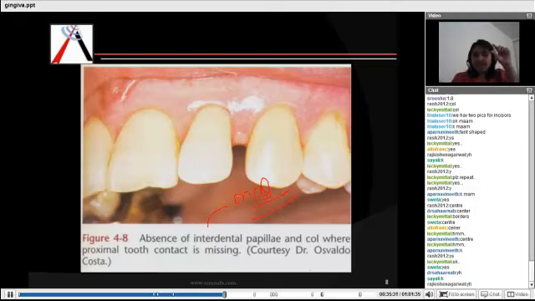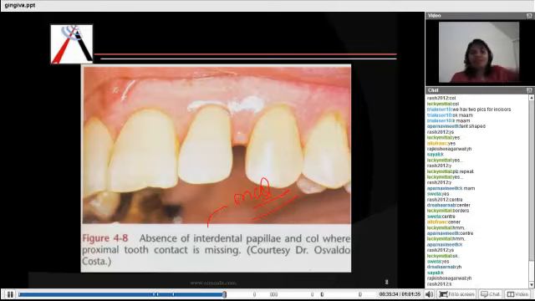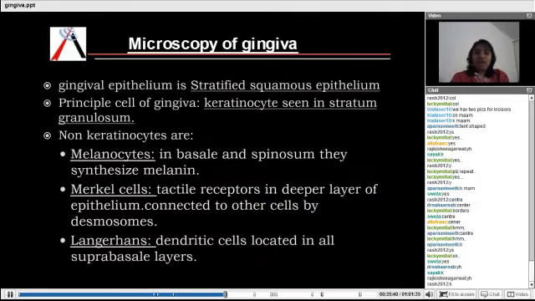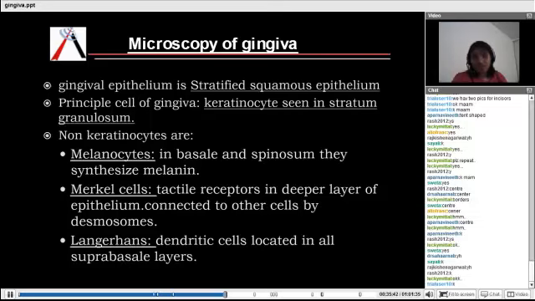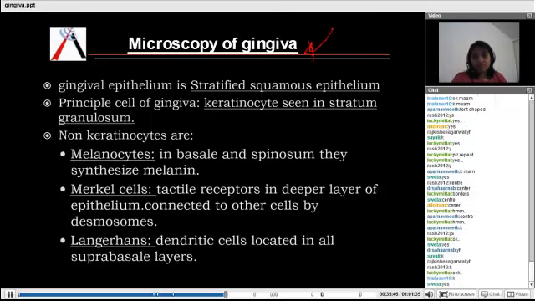They are flat cells, and stratified, that is, they are in layers. Now when we differentiate what cells we find in gingiva, we have two basic classes of cells. One main class is the keratinocytes, and the second main class is the non-keratinocytes. So what do we see in gingival epithelium? We see keratinocytes and we see non-keratinocytes.